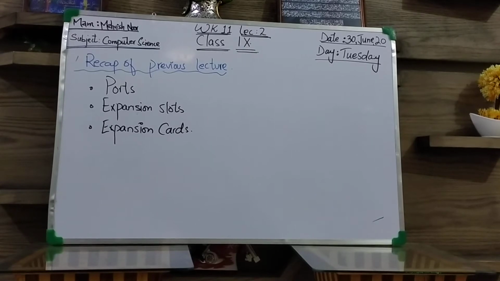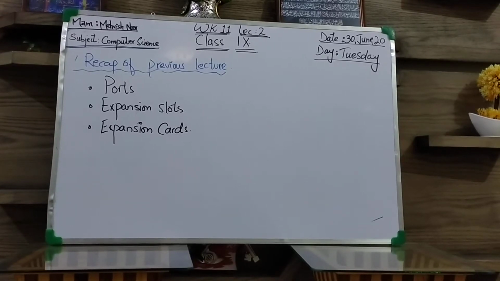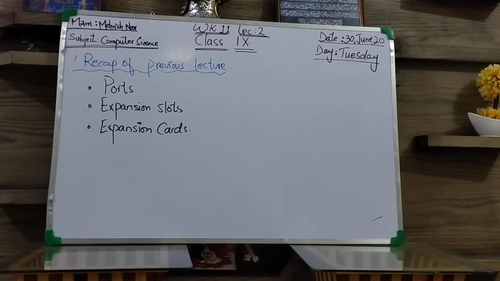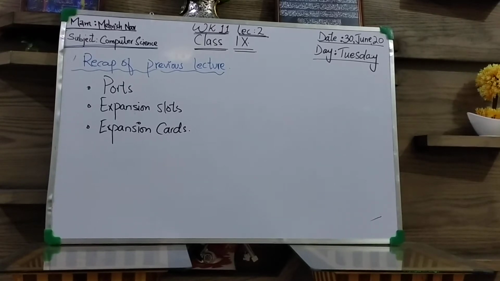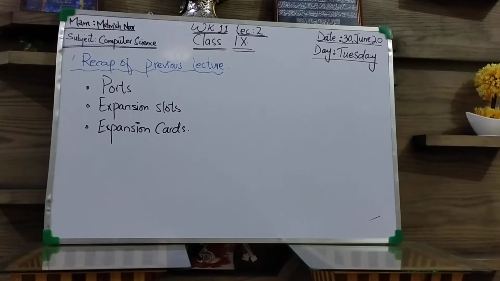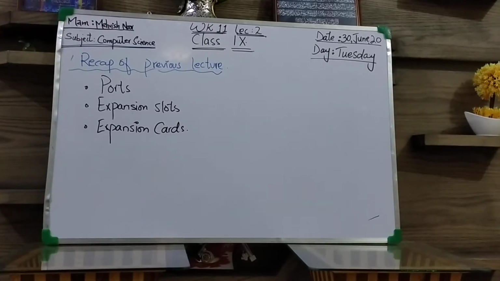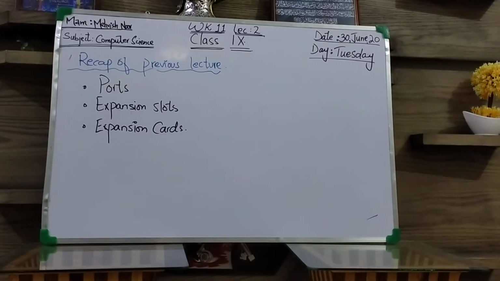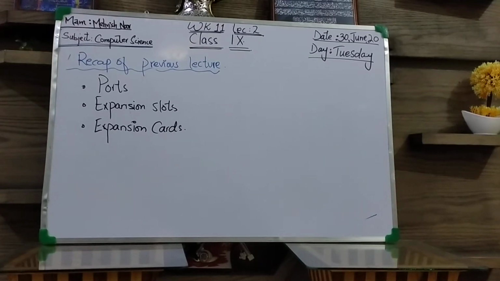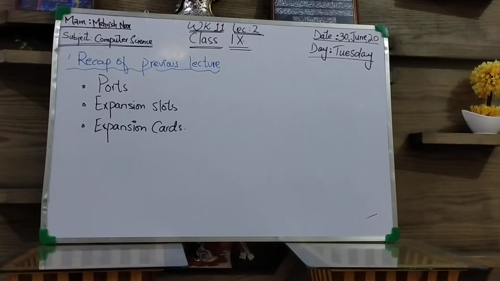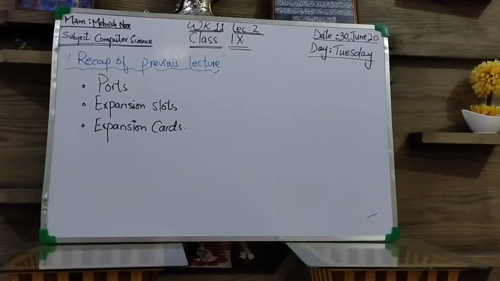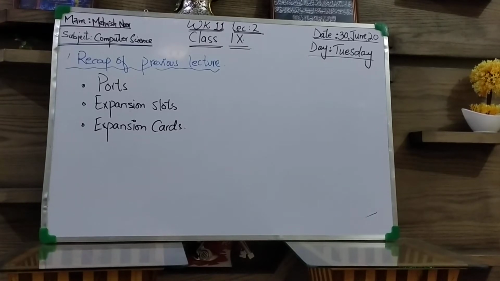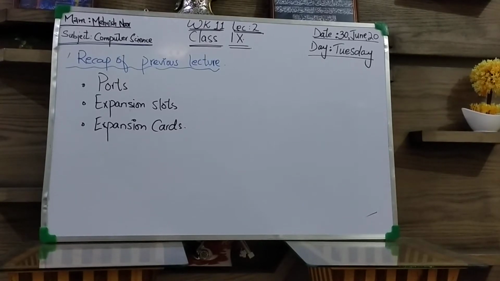First of all, we should revise our previous lecture, that was ports, expansion slots and expansion cards. What were ports? A port is an interface for connecting various devices to the system unit. These are located on the motherboard and are usually seen at the back of the system unit. There are various types of ports for connecting keyboards, mouse, monitor, microphones and speakers. Clear? Then we revise expansion slots.